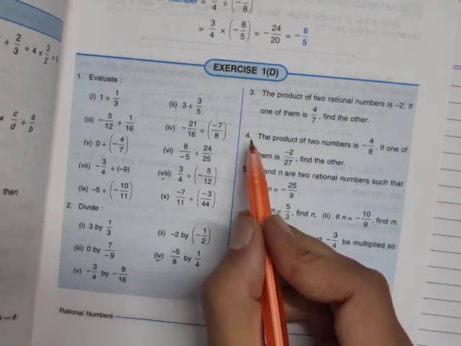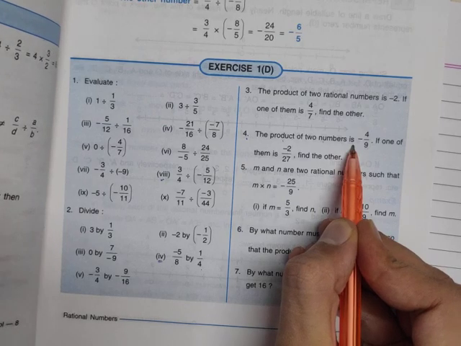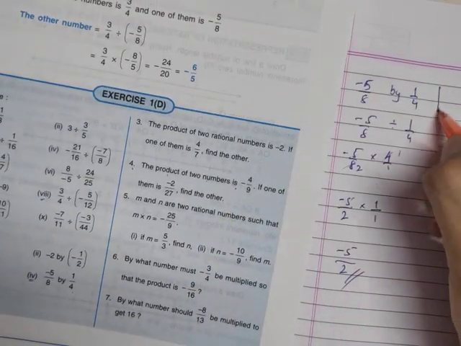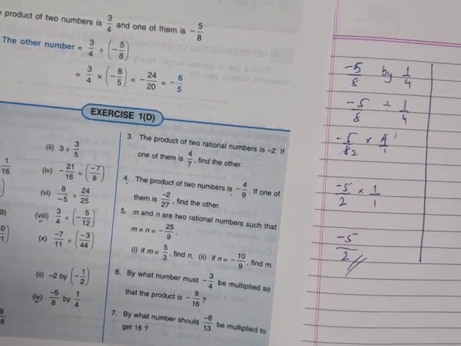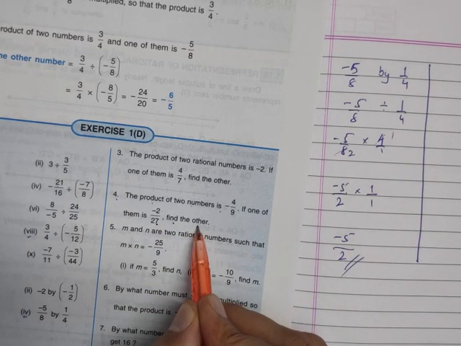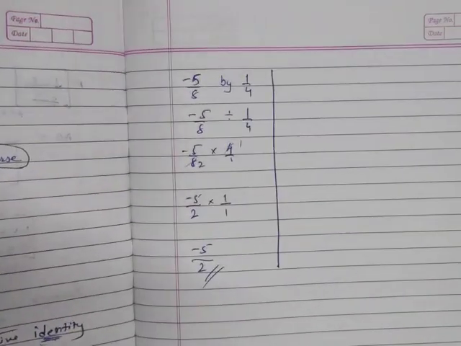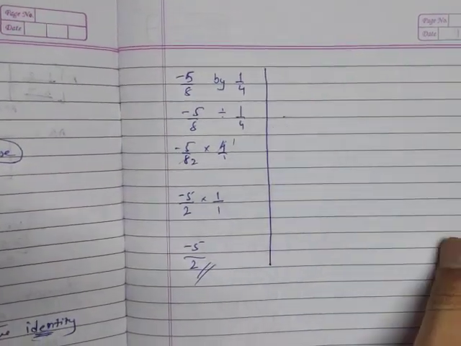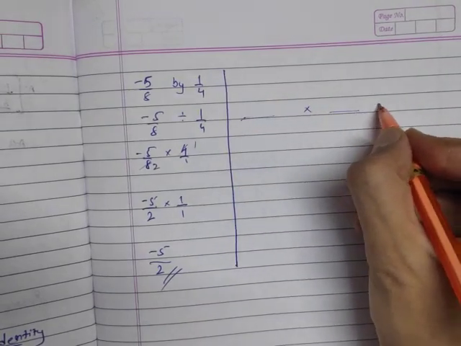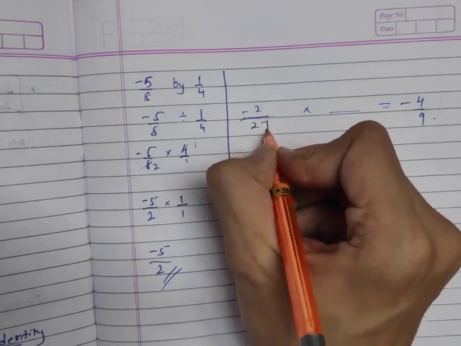Let's take this one. It says the product of two numbers is minus 4 by 9. Question says the product of two numbers is minus 4 by 9. If one of them is minus 2 by 27, find the other. So the product of two numbers is how much? Minus 4 by 9, right? So that means something into something equals minus 4 by 9. I'll read the question further. If one of them is minus 2 upon 27, find the other.